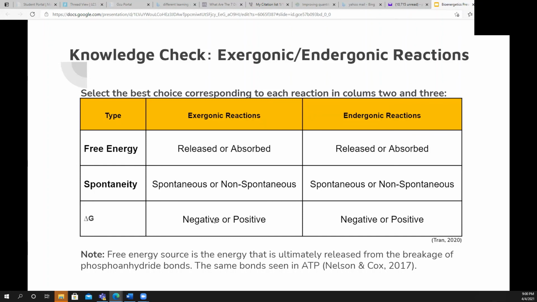Now let us review. In exergonic reactions, free energy is released, while in endergonic reactions, free energy is absorbed. Exergonic reactions are spontaneous, while endergonic reactions are non-spontaneous. Finally, exergonic reactions are considered negative, while endergonic reactions are considered positive. Remember, the free energy source is the energy that is ultimately released from the breakage of phosphoryl and hydride bonds, the same bonds seen in ATP.